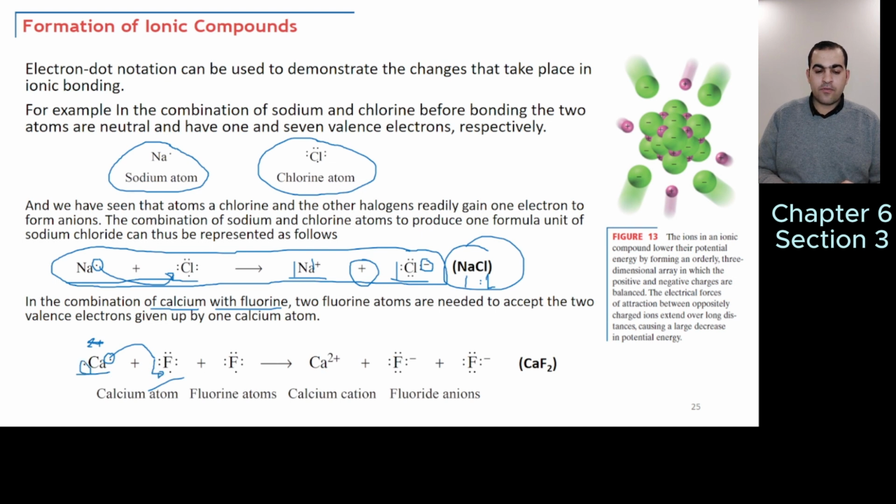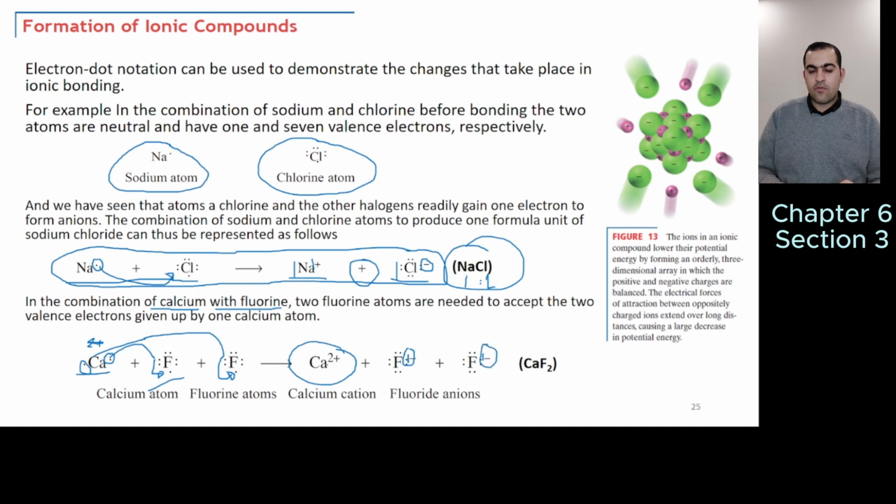And there must be another fluorine. We must add another fluorine to get the other valence electron of calcium. Now calcium after losing will be 2 positive, and each fluorine is going to have 8 valence electrons in the last shell. Also the other fluorine will be 1 negative. If we don't write 1, we mean 1, okay? So now the charges are equal, 2 positive and 1, 2 negative.